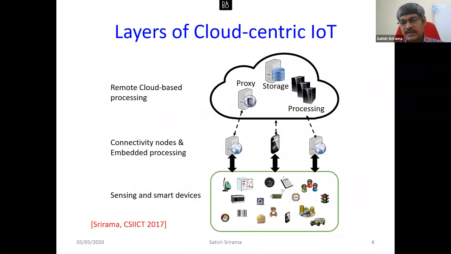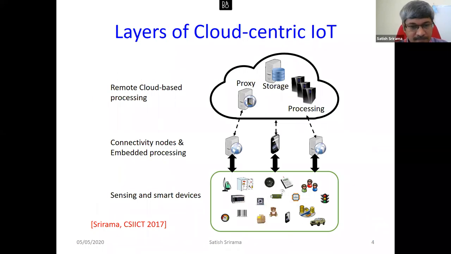Most of these Internet of Things-based applications today are based on a cloud-centric Internet of Things hierarchy. Thank you very much to Professor Rajiv Buyya, who has given us an excellent background about cloud. This actually sets a very nice platform for this talk as well.